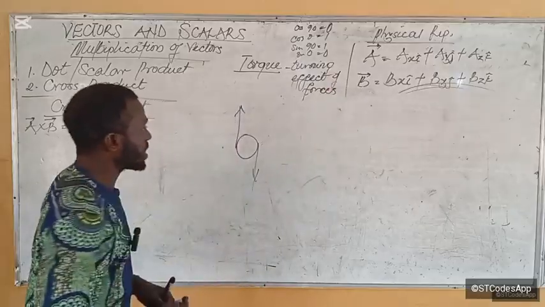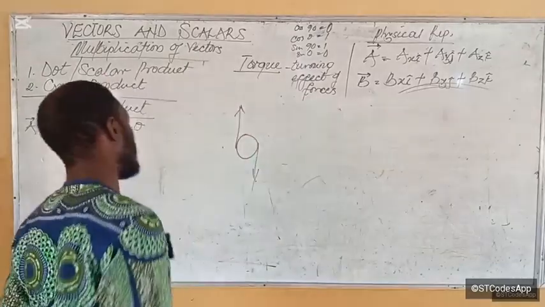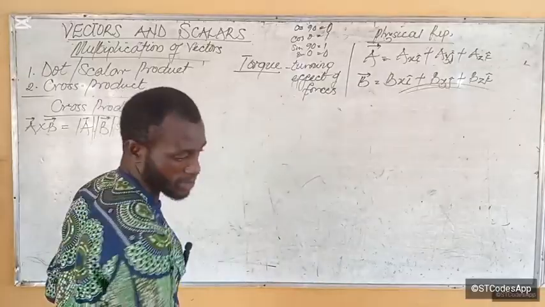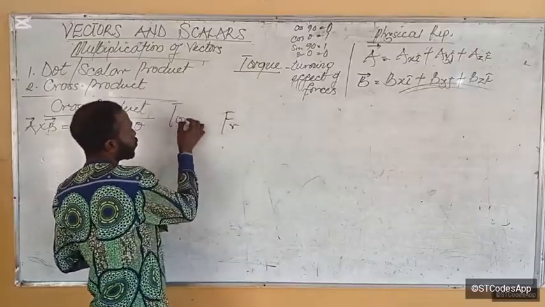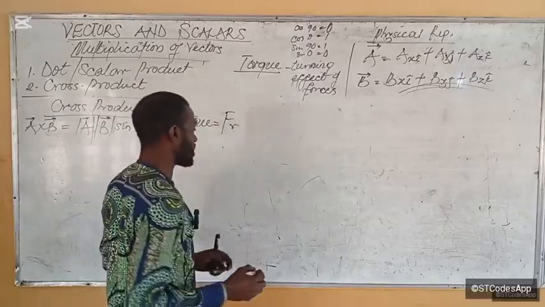Okay, now here's my point. Torque was used to explain the phenomenon of cross product. You know that the formula is also force times the arm, right? Fr, right? That's torque also. But why is this different from work done? Now, here is the case.